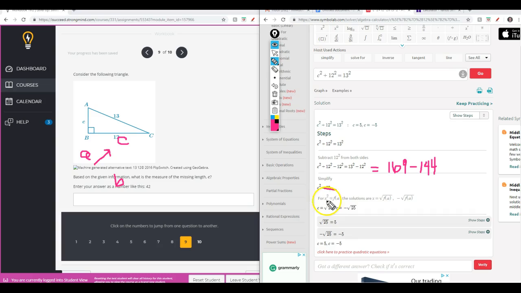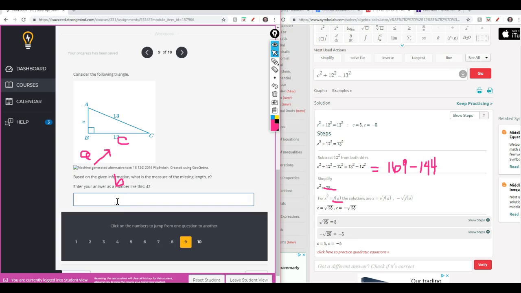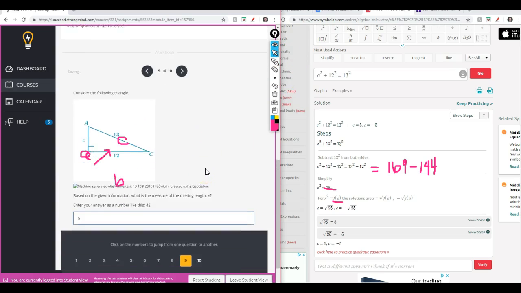So then again, this says for x squared equals some function or number. Those solutions are x equals the square root of that function and negative square root of that function. So what does that mean? It means take square root of both sides. So c equals the square root of 25. C equals negative square root of 25. So in this, when we're talking about distance, can it be negative? No. So that means we're going to use the positive one. The square root of 25 is 5. So we have a distance of 5. And that's how you would use the Pythagorean theorem to answer this question.